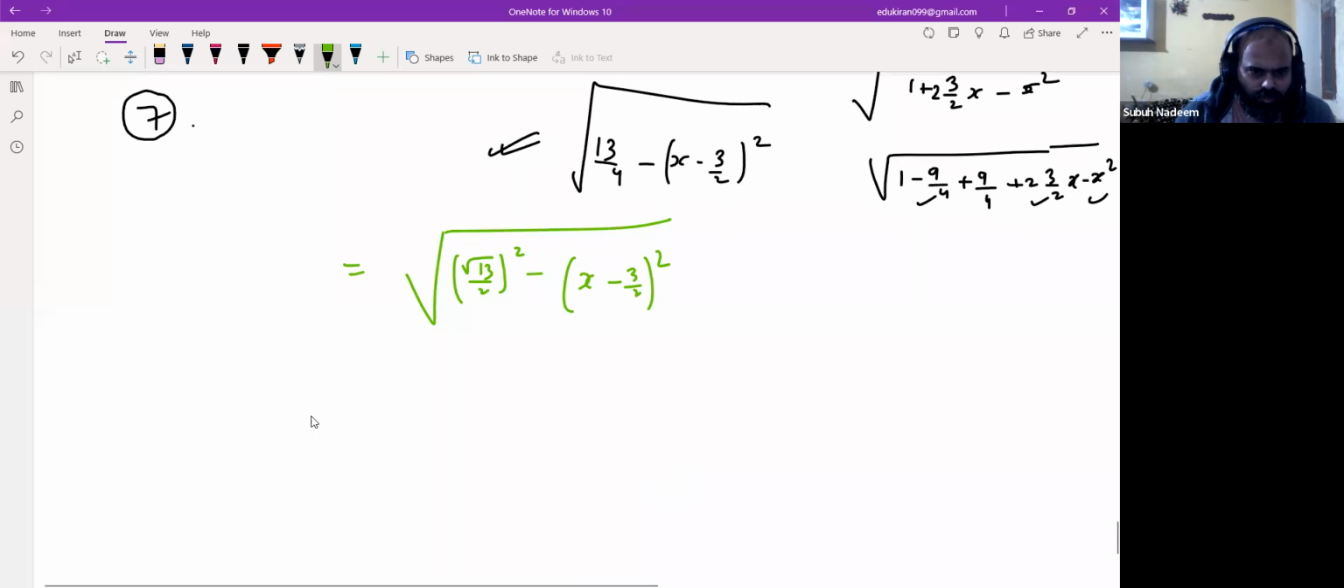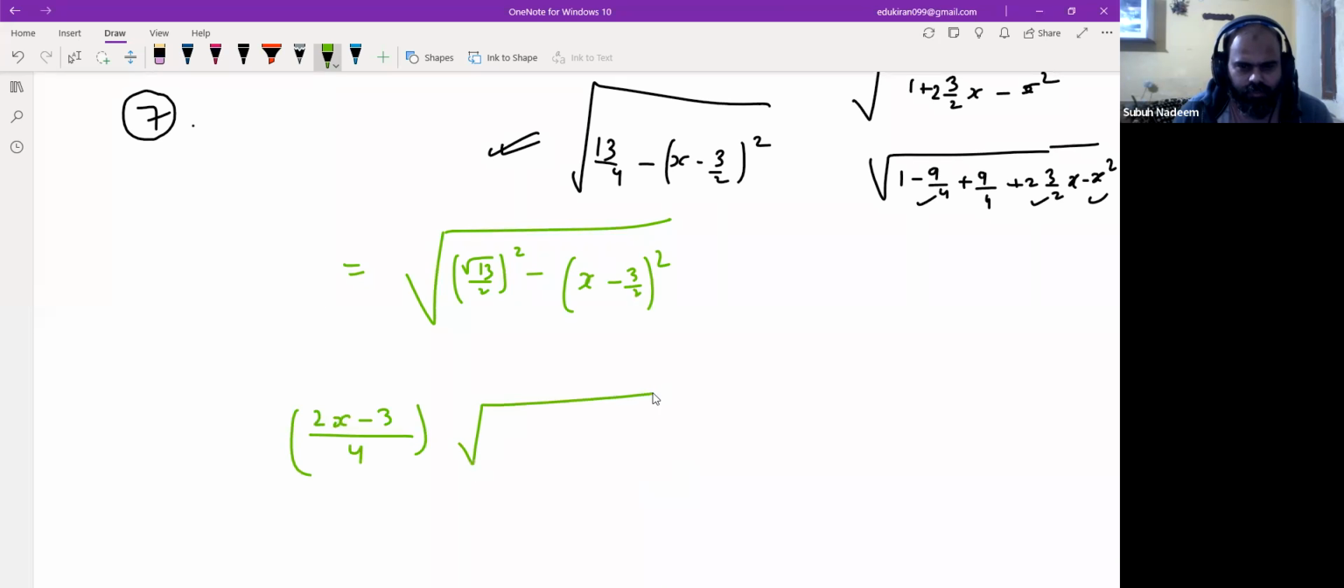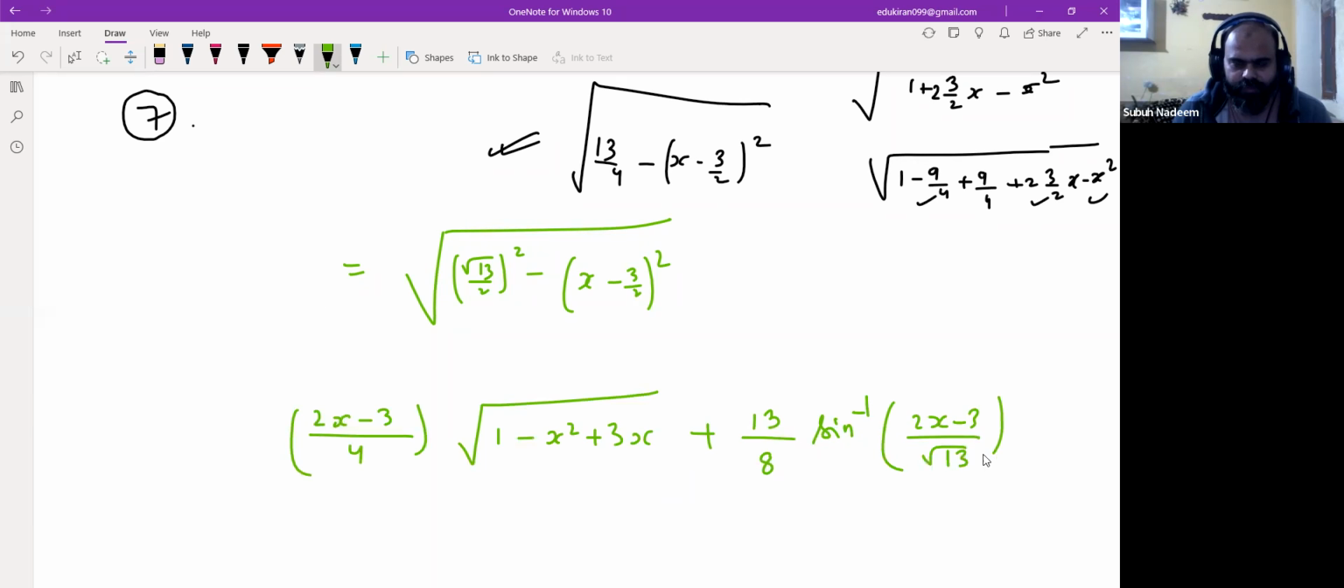So (2x minus 3)/4, perfect, whole root of 1 minus x square plus 3x, plus 13 by 8 sine inverse of (2x minus 3)/root 13, plus c. Okay, fine. Perfect.